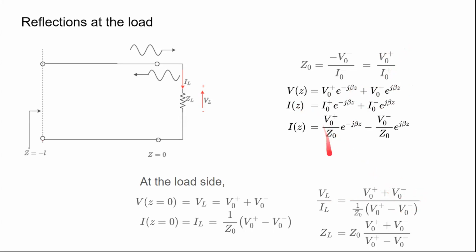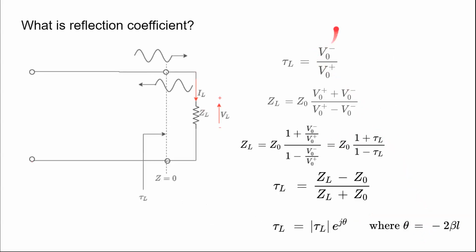For IL it is the same thing: e to the 0 is 1, so we substitute 1 for each of the exponential terms and are left with these expressions. The voltage is V naught plus plus V naught minus, and the current is 1 over Z naught, within brackets, V naught plus minus V naught minus. By simplifying this, we can get this kind of equation.